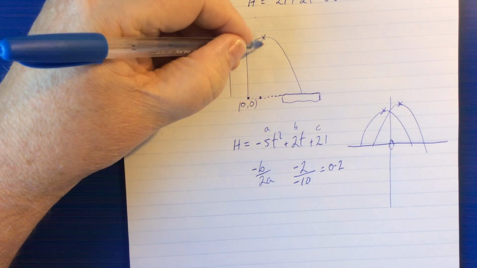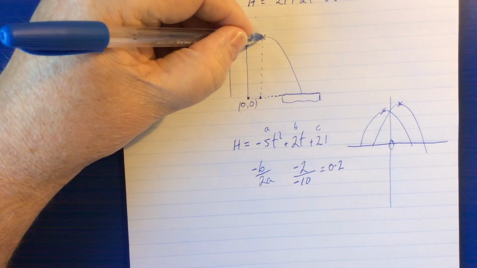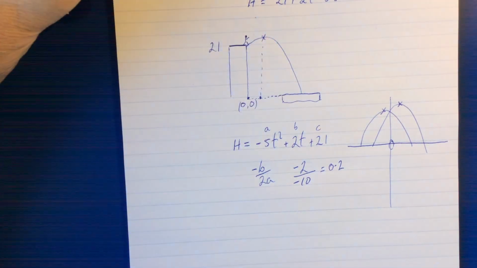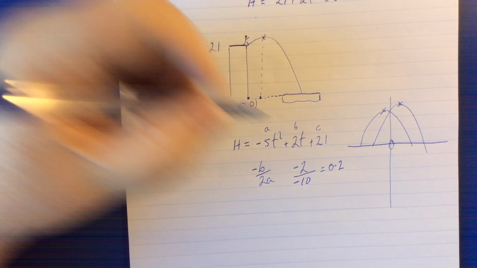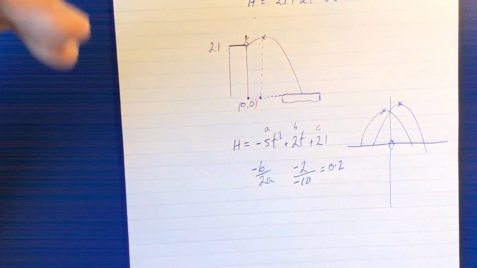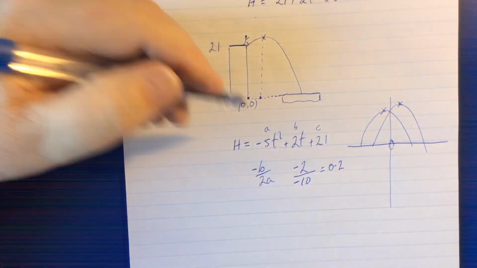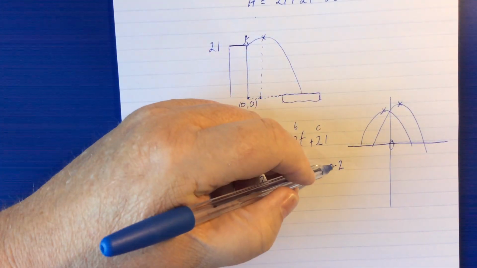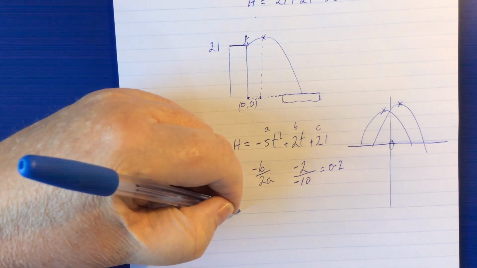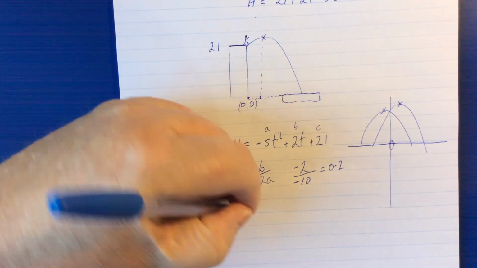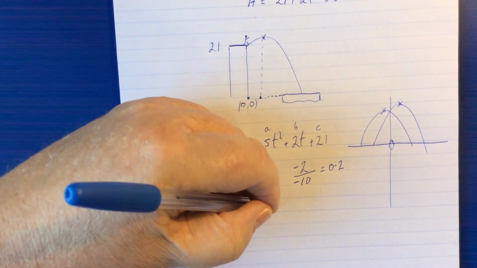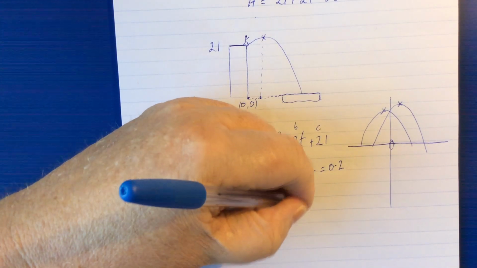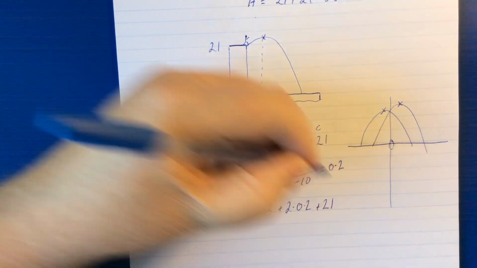And indeed, a person goes up into the air a little bit before they start falling. So, what is the actual maximum height that they attain? Well, to find that, we put 0.2 into this equation. So it is -5 times 0.2 squared plus 2 times 0.2 plus 21.